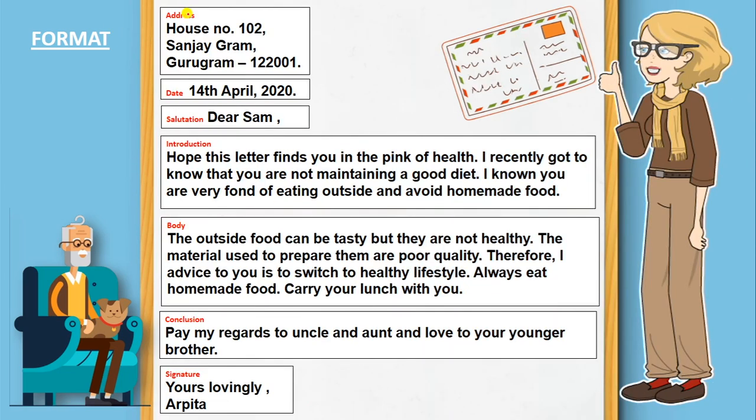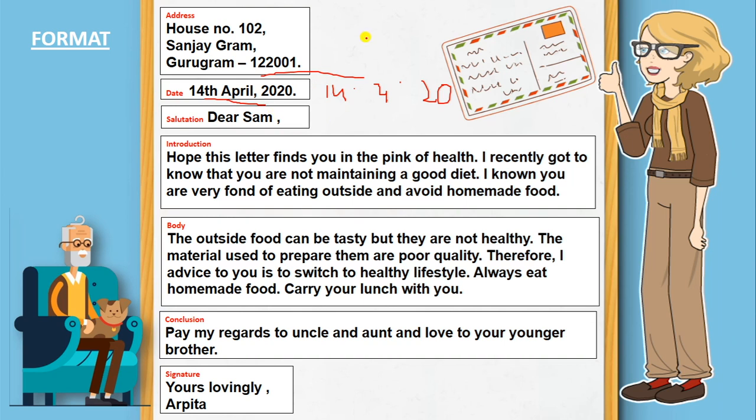Okay, so here in the address part we have written the address given in the question. The address was given in the question: house number 102, Sanjay Gram, Gurugram, and the pin code. So that we have written here. Then we have left a line. You will leave a line in your book copy also. Then you will write the date, 14th April 2020. So you will never write the date like 14/4/20. You will not write like this. You have to write in this format, 14th April 2020.